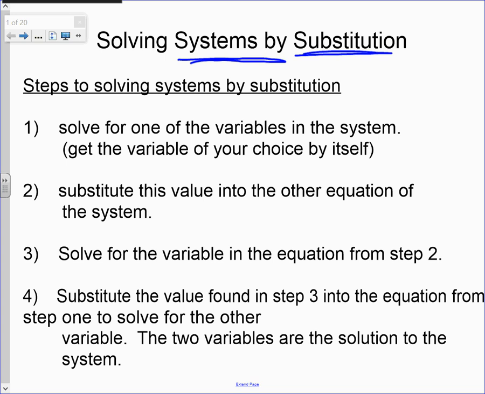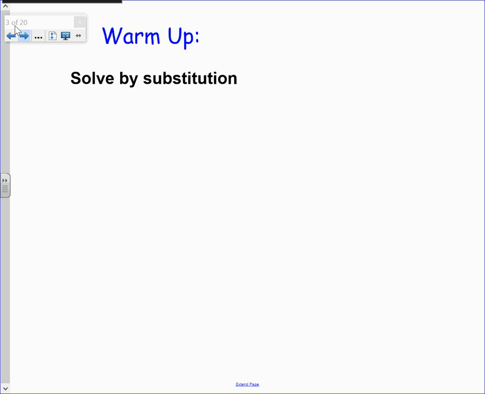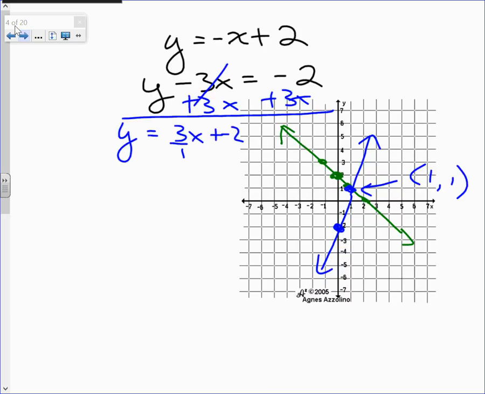Okay, that example that I gave to open up my lecture, where I said don't write anything, just pay attention, what was the solution to this system? What was the solution there? 1, 1. That was the solution.